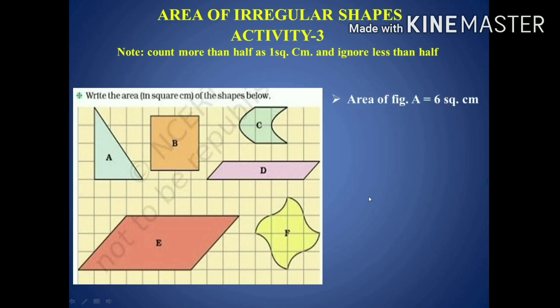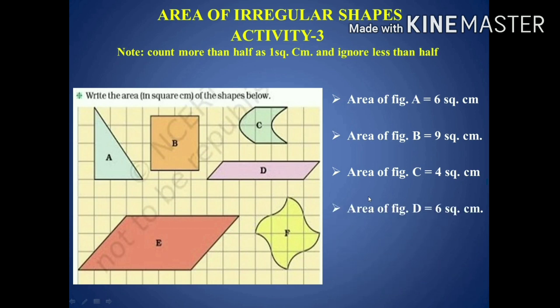Now, area of figure A is equal to 6 square centimeter. Area of B equal to 9 square centimeter. Area of figure C is equal to 4 square centimeter. Area of D equal to 6 square centimeter. Area of figure E equal to 21 square centimeter. Area of figure F equal to 8 square centimeter.